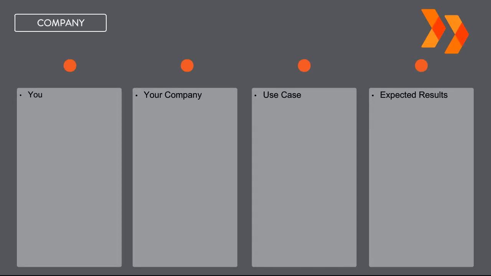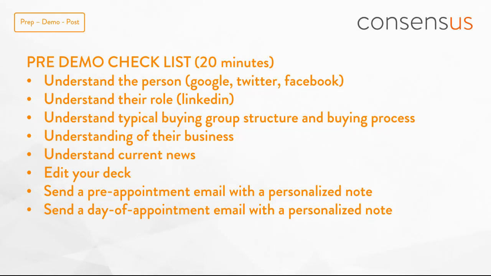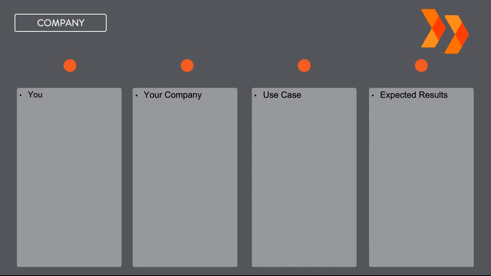Okay. So what I recommend is taking this pre-demo checklist, and this process takes 20 minutes. You go through those things, and then you put that into a slide like this. This is an example of what we would present to our clients. We would have their company logo up here. We would then have details about what we know about them, what we know about their company, what our recommendation for a use case is based on our research, and what we think the expected results might be. The conversation that you can have around a slide like this is incredible.